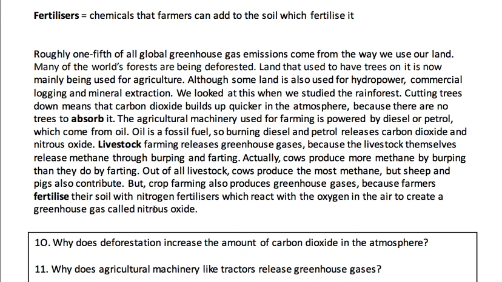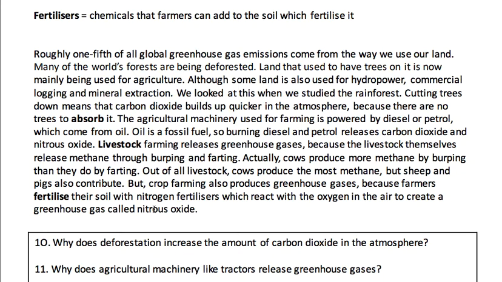Cutting trees down means that carbon dioxide builds up quicker in the atmosphere because there are no trees to absorb it. The agriculture machinery used by farming is powered by diesel or petrol, which come from oil. Oil is a fossil fuel, so burning diesel and petrol releases carbon dioxide and nitrous oxide.